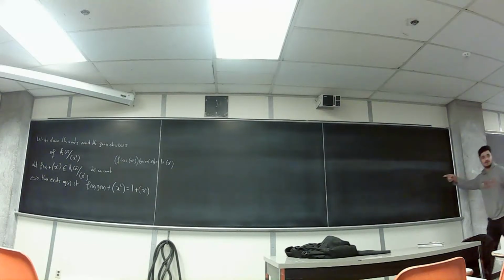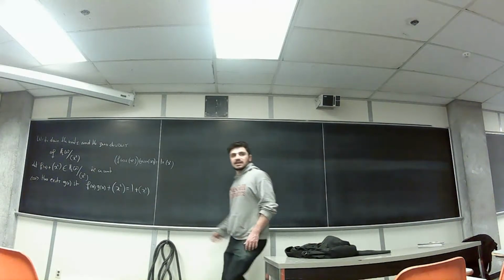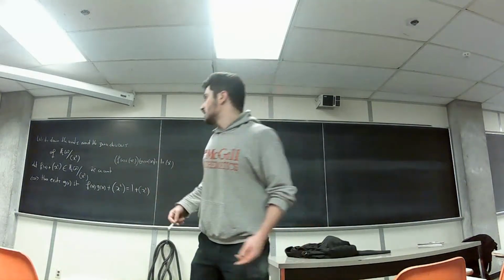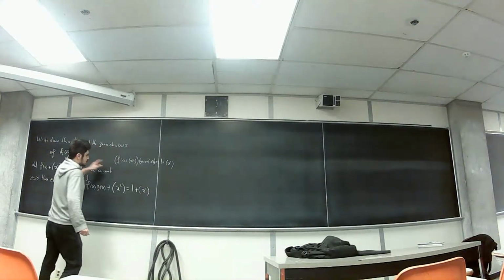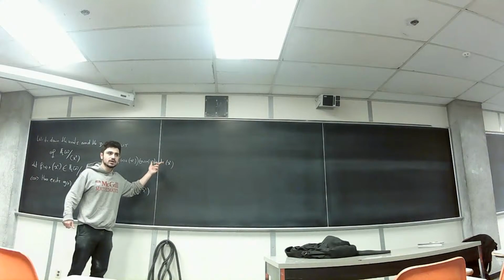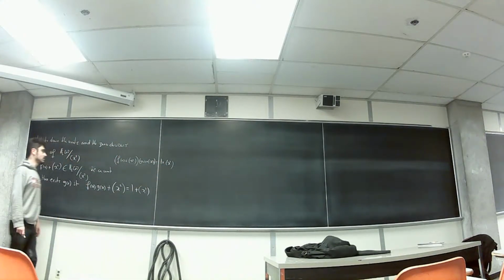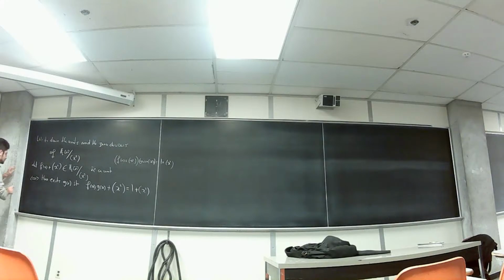Okay, is that clear or not? Is it clear? What's the identity in this ring? What's the one of this ring? It's the coset 1 plus x squared. Okay, great. What does it mean? If and only if.